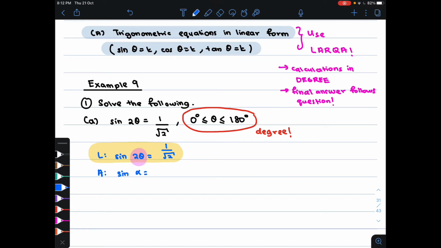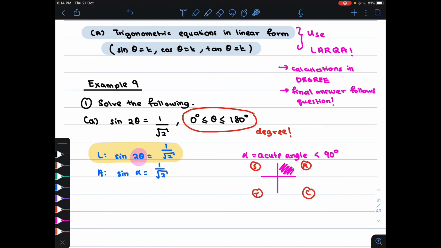So you're going to have sin alpha. And then here we have 1 over square root 2, so just write down 1 over square root 2. But be careful for this step. Alpha is an acute angle. Therefore, it should be less than 90 degrees. And hence, alpha is in the first quadrant.